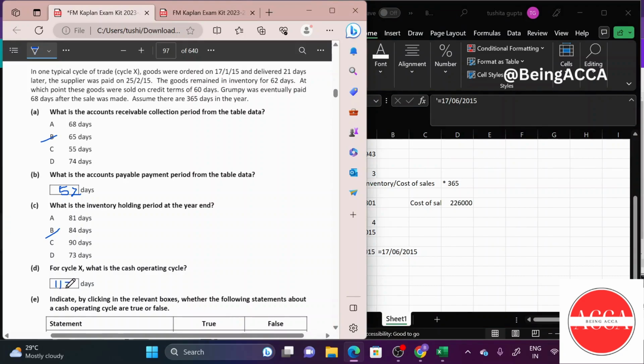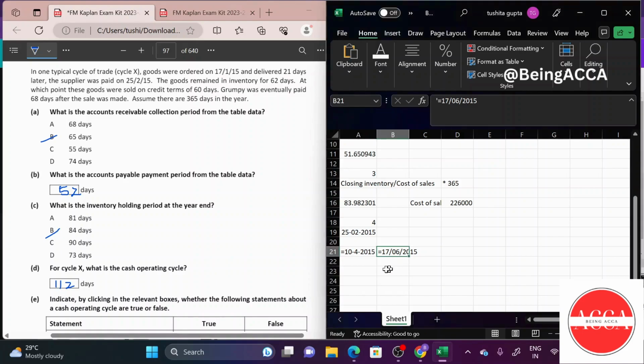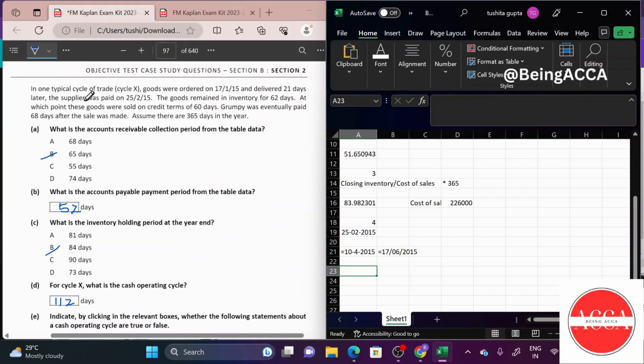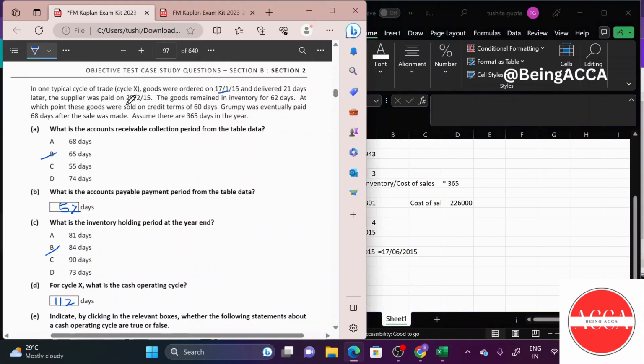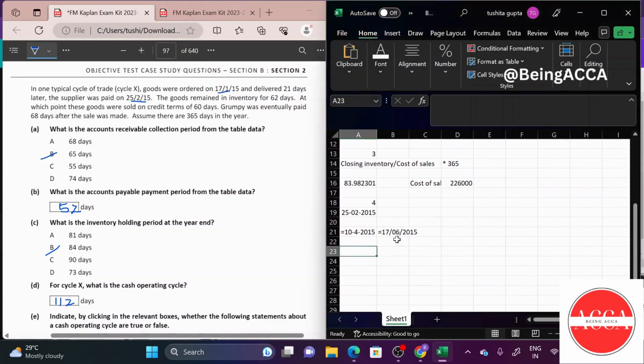So these are 112 days. Now there is another method to calculate the same. We have the formula for calculating the cash operating cycle, right? So first we take the payables payment period. We receive the delivery from the supplier, and we paid the supplier on 25/2. After receiving the delivery, let's calculate 21 days from the 17th.